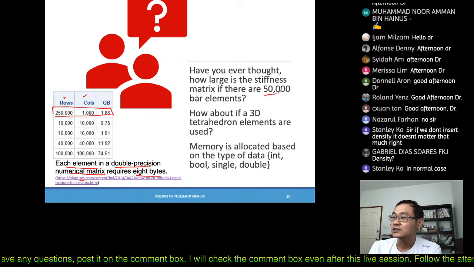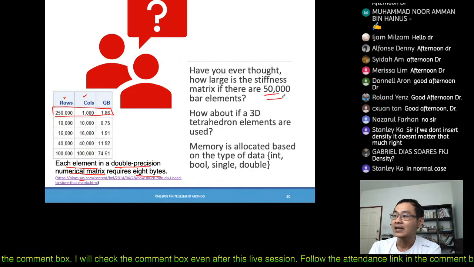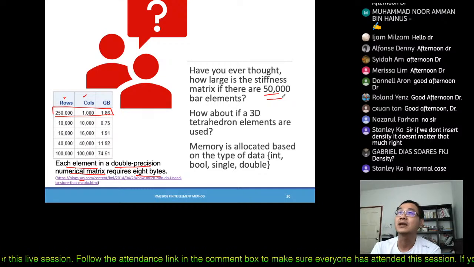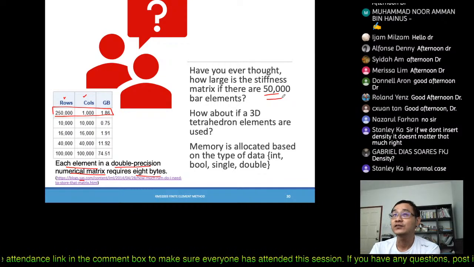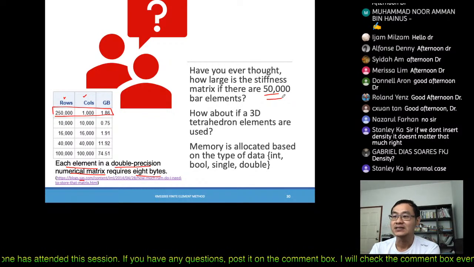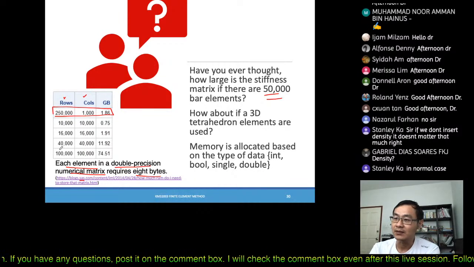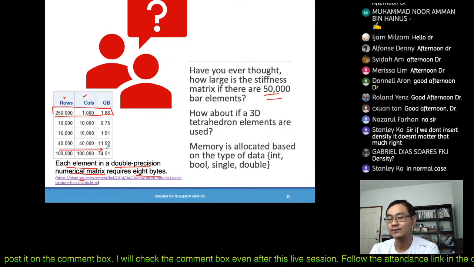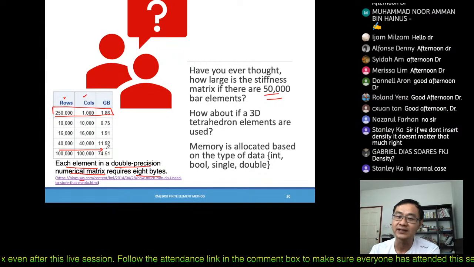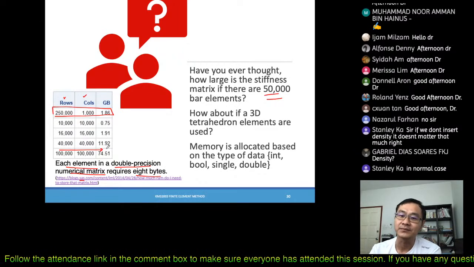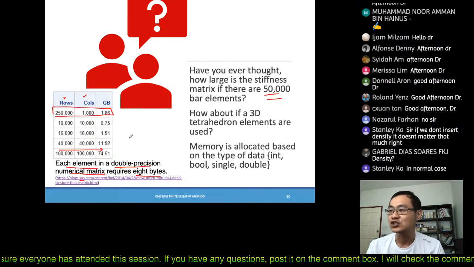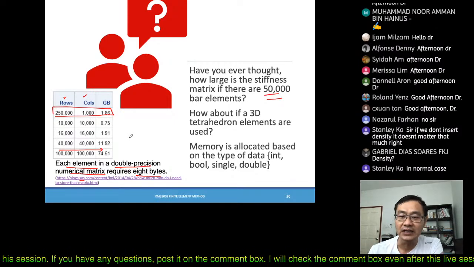So if it's about 50,000 bar elements, when we form the stiffness matrix, it may have a size of 50,001 times 50,001. Then it may be about 13 gigabytes just for storing this stiffness matrix in your RAM, before you do the operations. So this is the amount of memory that you need, if you do not handle it properly.